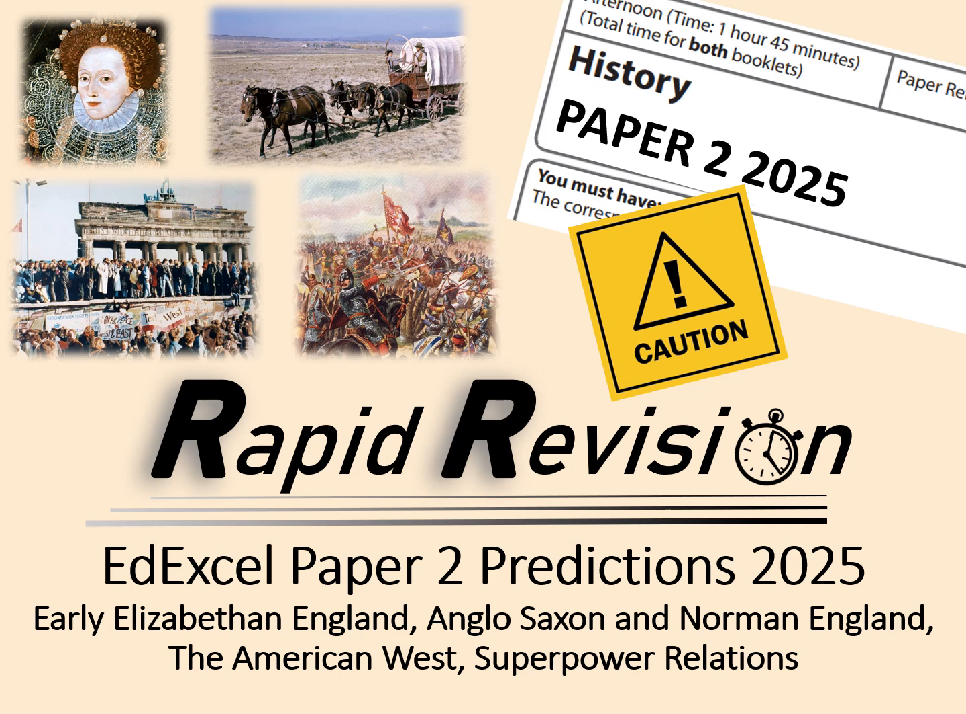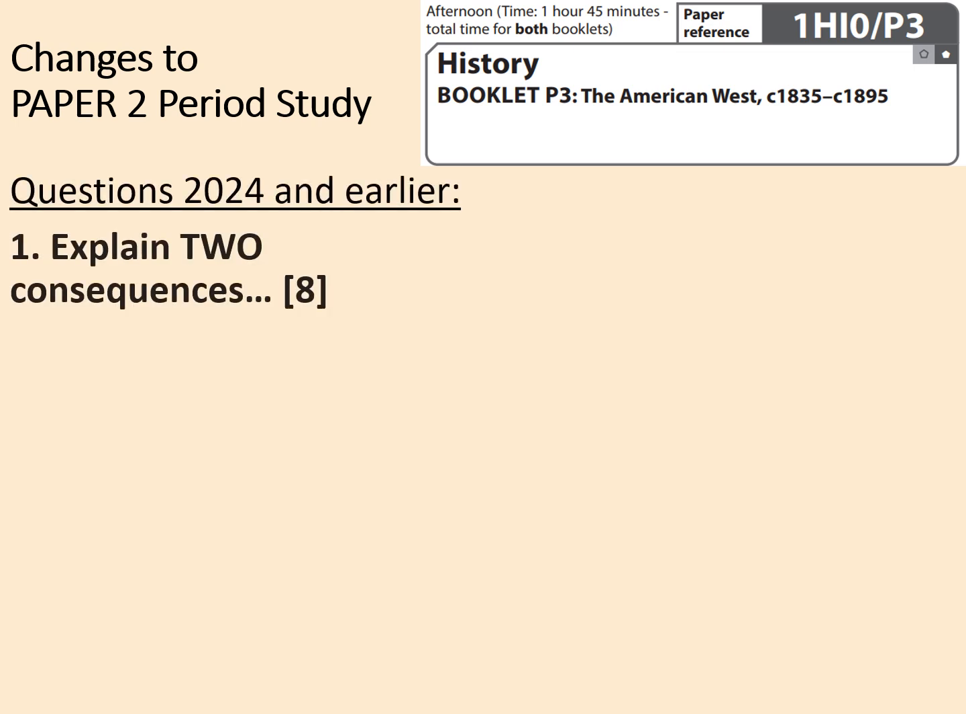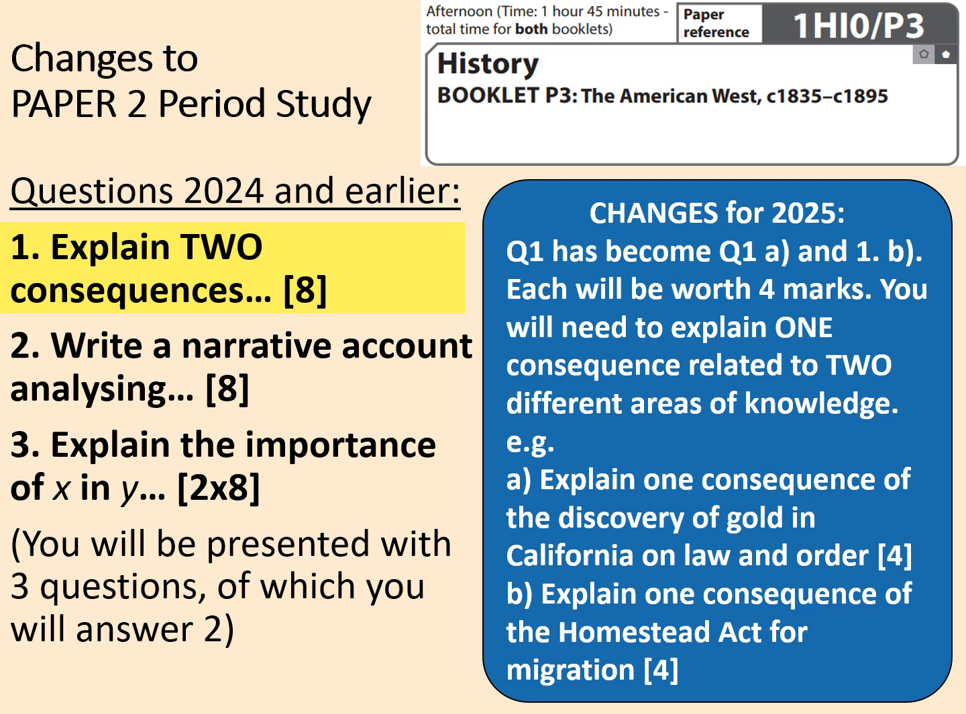Anyway, let's have a look at the changes to the exam for this year. There have been some minor revisions to the way that the papers are working in this year. In 2024 and earlier, the exam looked something like this. The change in paper 2 comes with the first question, explain 2 consequences for 8 marks. Here's how it looks now.